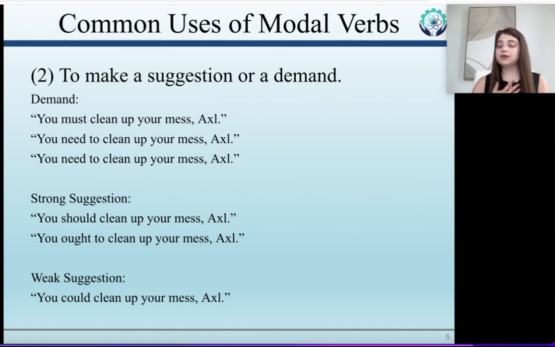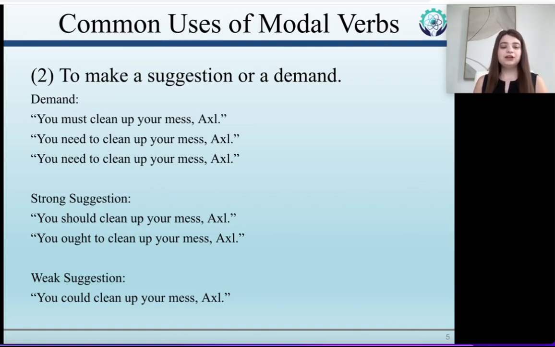Or maybe we're the sibling of Axel instead of the parent, right? We could make a weak suggestion, saying, you could clean up your mess, Axel, right? So that's a weak suggestion that he could do it, but we're not really demanding him to do it, and we're also not strongly implying that he should do it, right? We're not enforcing our belief onto him in the same way that we were before. We're just pointing out that he could clean up his mess potentially. That's something he could do, right?